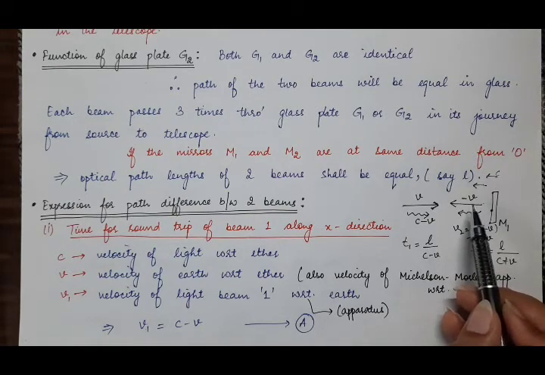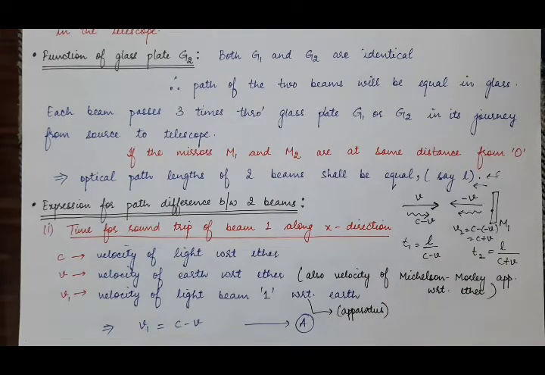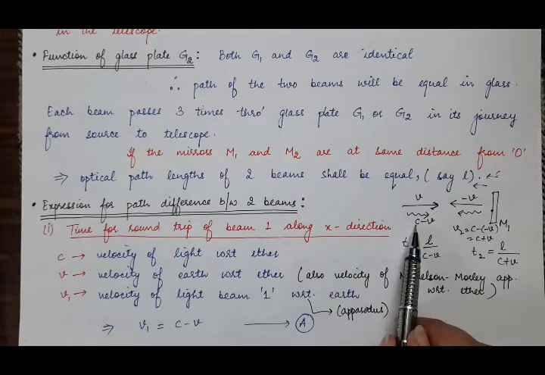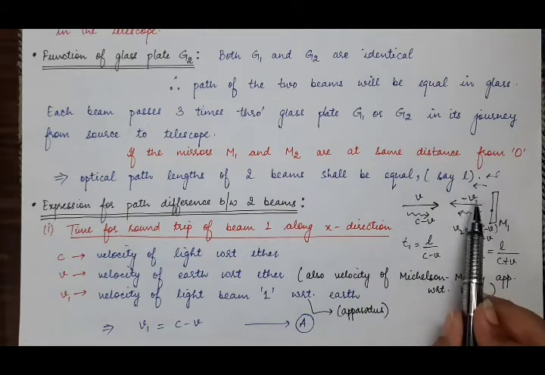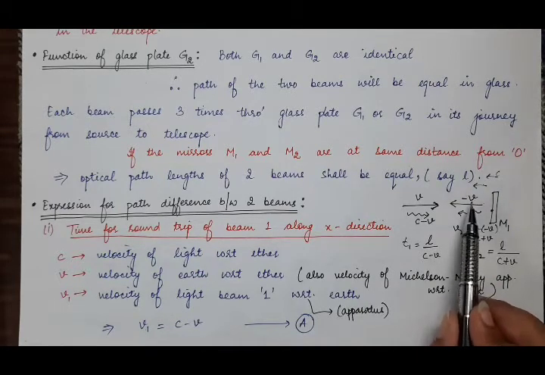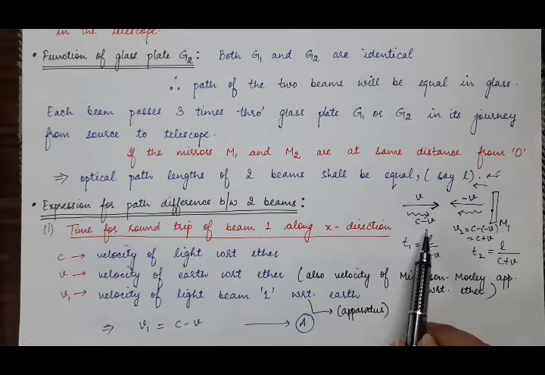So this beam number 1 is initially moving from glass plate G1 to mirror M1 in this direction, having velocity C with respect to ether. Then what will be the velocity of light with respect to Earth? It will be C minus V, because this ether wind is opposing the light, opposing this beam number 1. So that is why the overall speed of light with respect to Earth will be C minus V.